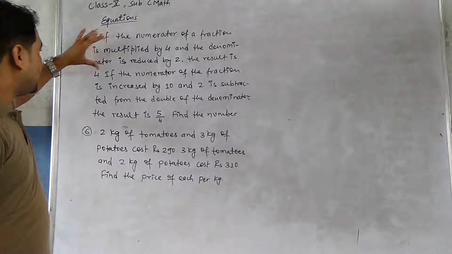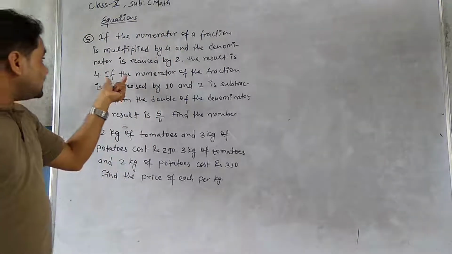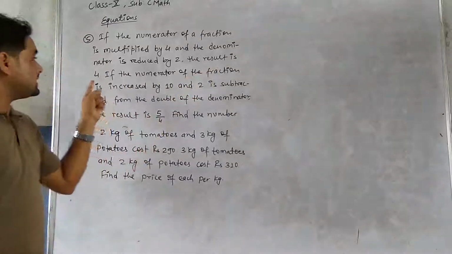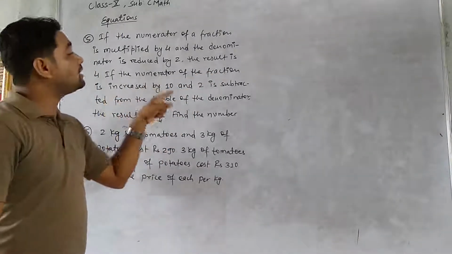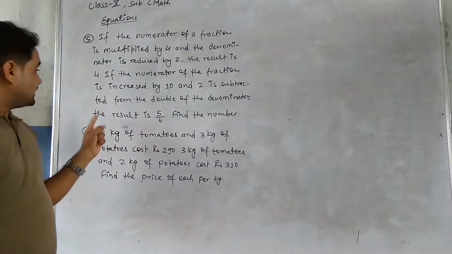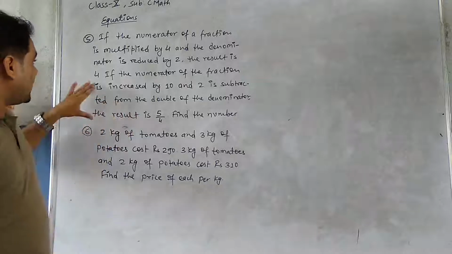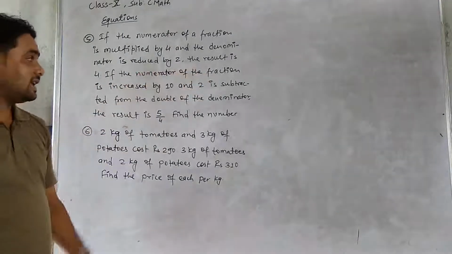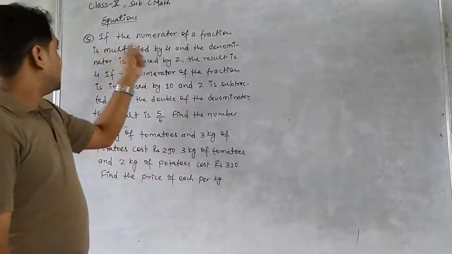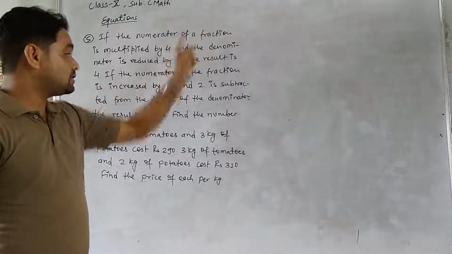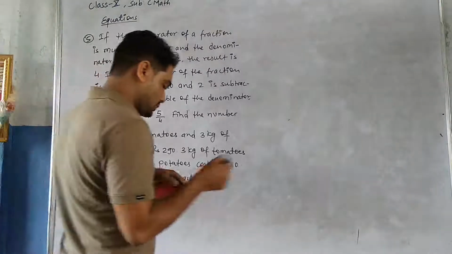Up to this third line, it gives the first condition. Similarly, if the numerator of the fraction is increased by 10 and 2 is subtracted from double of the denominator, the result is 5 by 4. Equals 5 by 4, and this line gives the second condition. It says we are going to find the number, and since this is a fraction, we have to find the fraction. So question number 5, I will fill here.